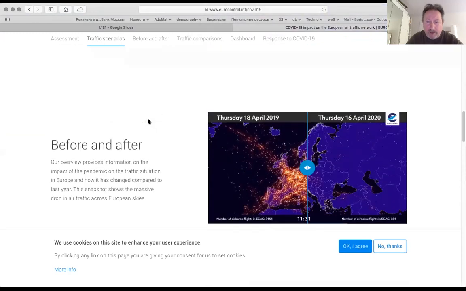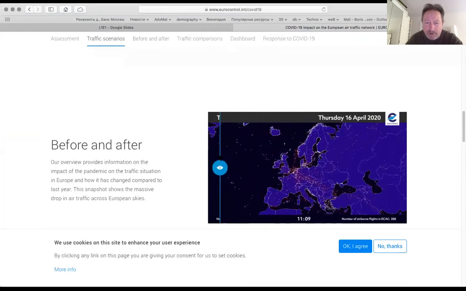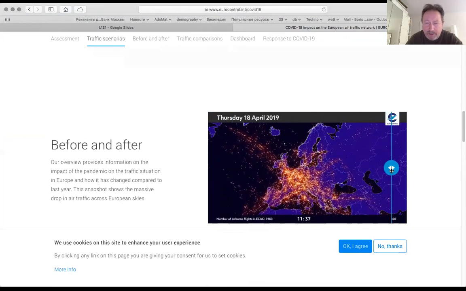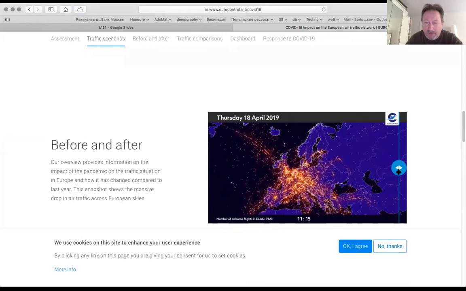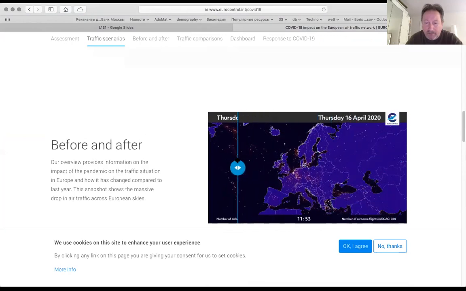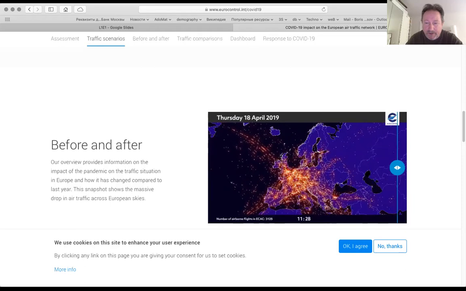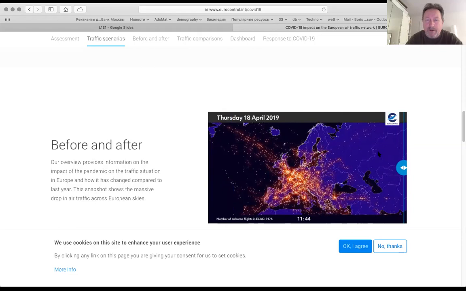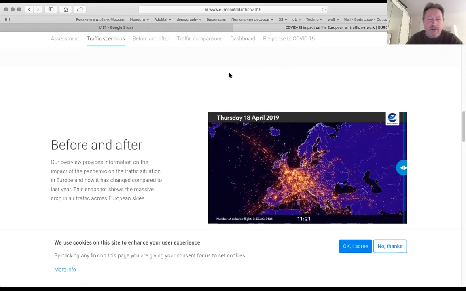You see this picture is very interesting. You could see this is April 16 and April 19 the year before, and you could compare the traffic.